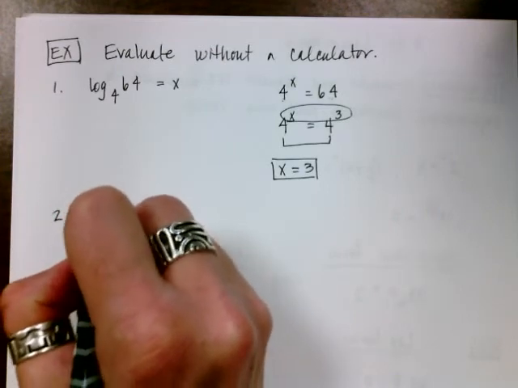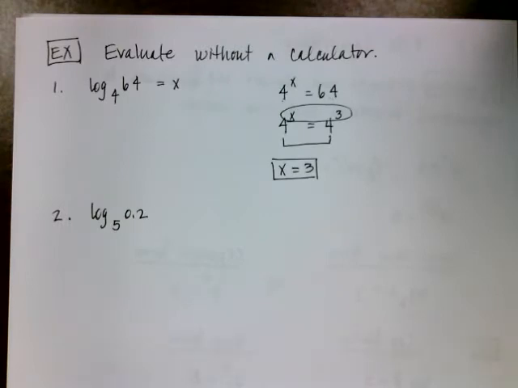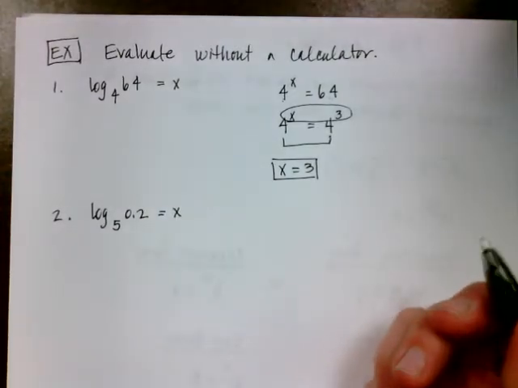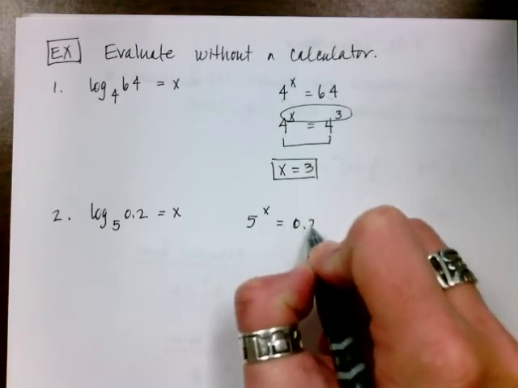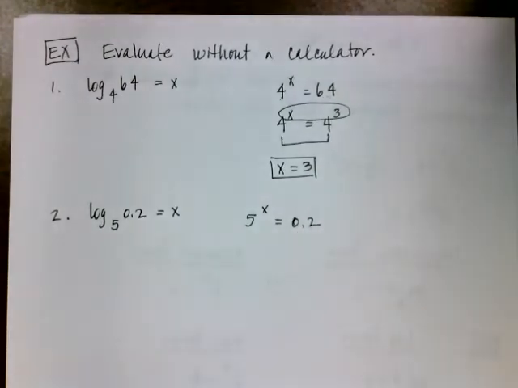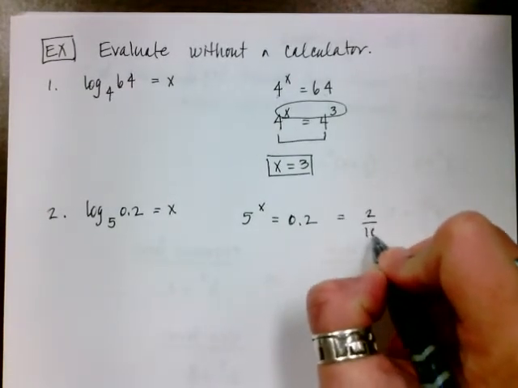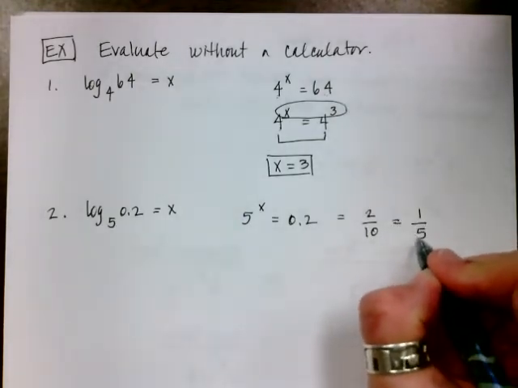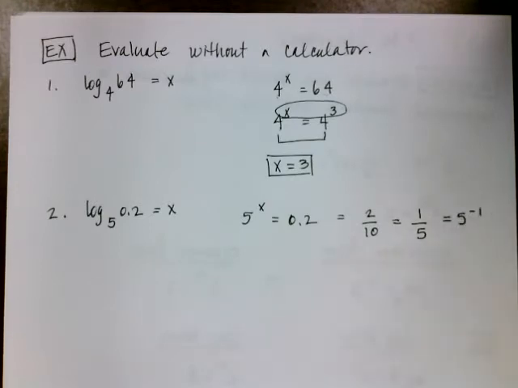The next one, I'm going to have the log base 5 of 0.2, and I want to evaluate that without my calculator. So again, I'm going to add an x because it helps me convert back to exponent form. So I'm going to say 5 to the x is equal to 0.2. Well, that's weird. I can't solve unless I can rewrite this to make the bases be the same. So I'm going to rewrite this as 2 over 10 because that's what 0.2 is. Well, now I can reduce it to be 1 over 5. Well, that's pretty polite, and I can rewrite that as 5 to the negative 1.